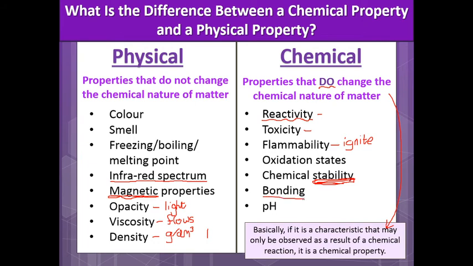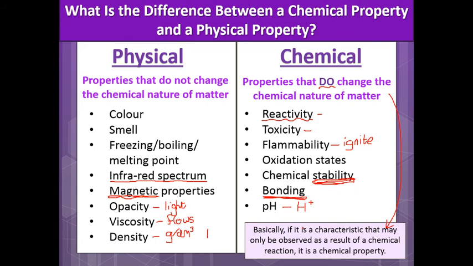The bonding itself, so whether it be ionic, covalent, metallic, that can change depending on what you've got reacting with what. So yeah, obviously that is a chemical property. And the pH, don't forget, pH is just a measure of the concentration of H plus ions. For the H plus ions to be liberated, a chemical reaction will have happened. Okay, so the pH we can see by doing chemical reactions, therefore it is a chemical property. Okay, so that's a very quick breakdown of what we mean by chemical property and physical property.